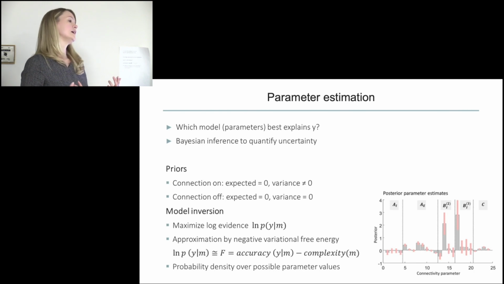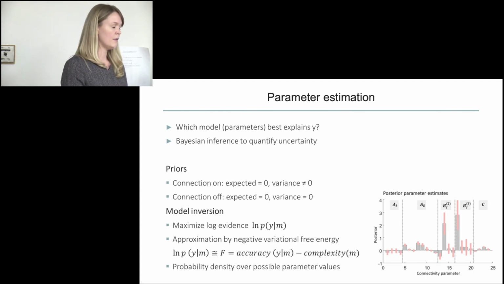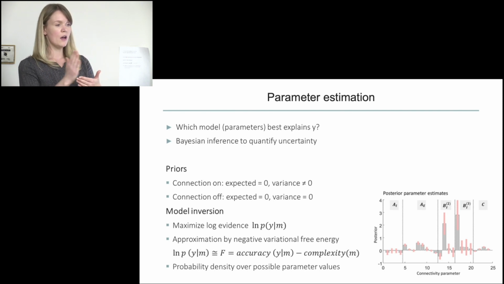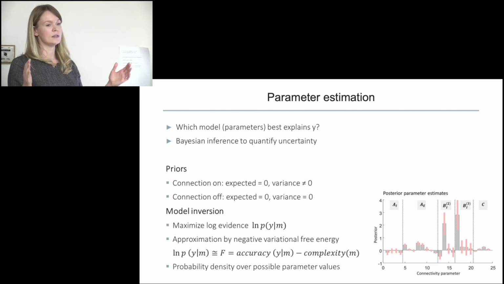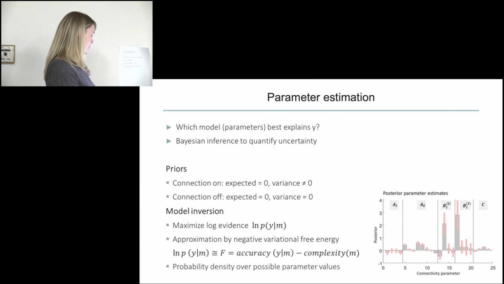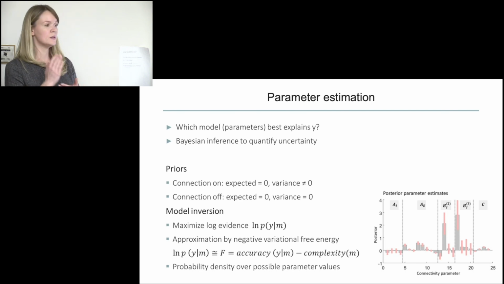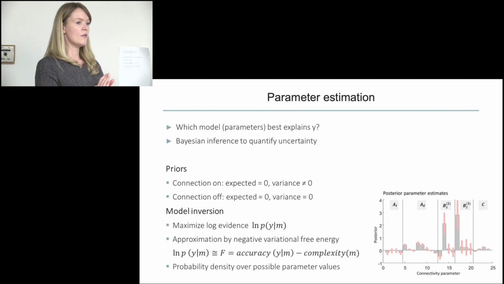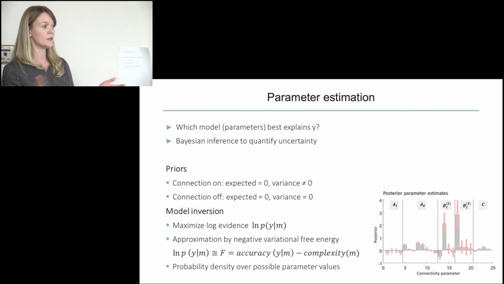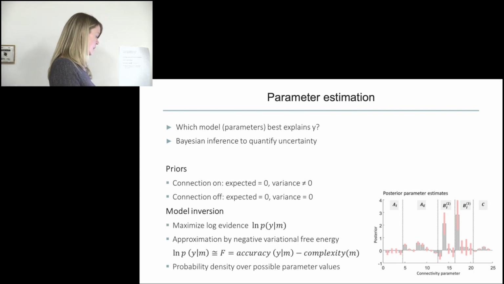If you switch on a connection, this means we have an expected value of 0, but a non-zero variance. So we allow the parameter to move away from 0 if the data supports it in order to predict the data accurately. Having a high variance means that we are very uncertain about whether this parameter is actually 0. Having switched off the connection means we have an expected value of 0 and also a variance of 0, so the parameter is fixed at 0. We are super sure that this parameter doesn't do anything. It's still part of the model.